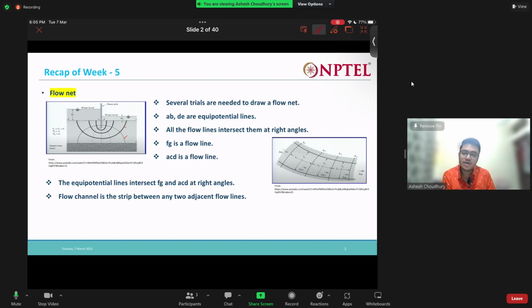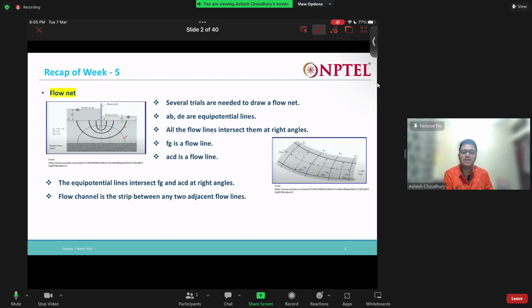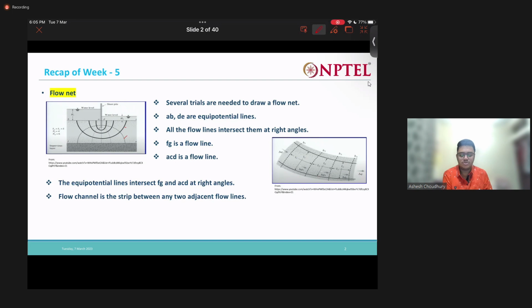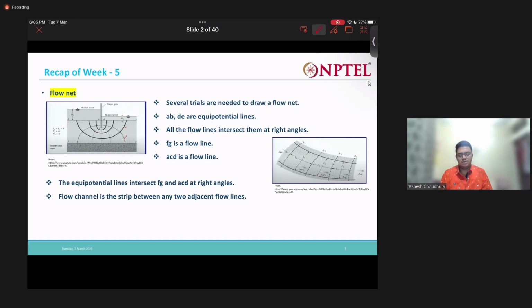In order to draw a flow net, several trials are needed. It is actually a trial and error based procedure. First we need to draw our problem with the help of a proper scale. We need to scale it down and draw it on a drawing board, and then draw the equipotential lines and the flow lines just by our own normal idea.